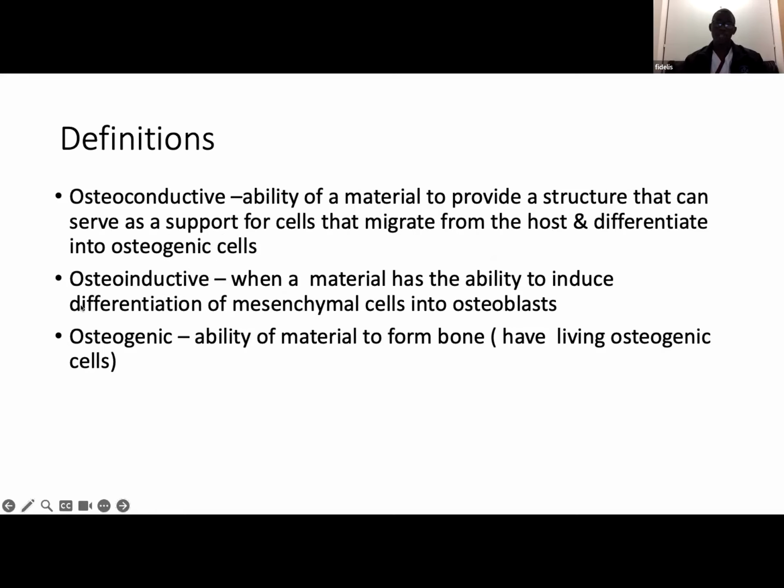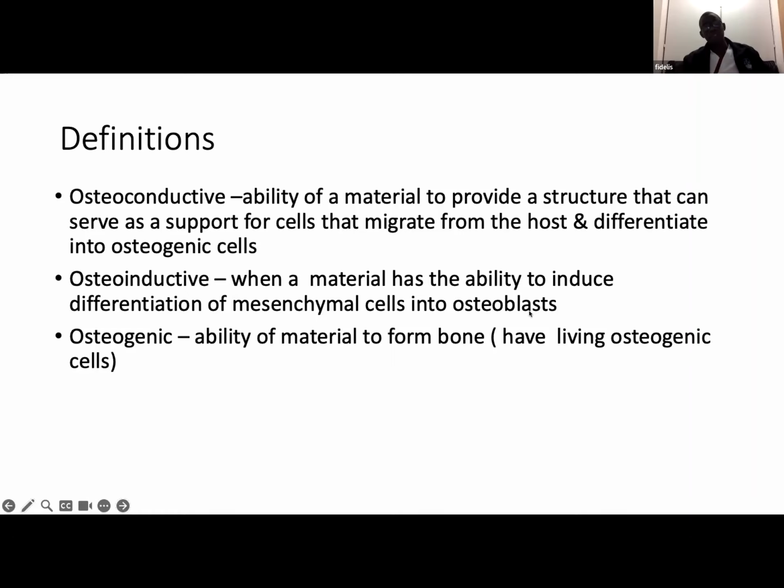And then osteoinductive materials, these are materials that have the ability to induce differentiation of mesenchymal stem cells, in this case, into osteoblasts, which then form bone. And then osteogenic materials have this ability to form bone. So it's materials that actually have living osteogenic cells like your osteoblasts. So if you graft these osteogenic materials, they'll be able to form bone.